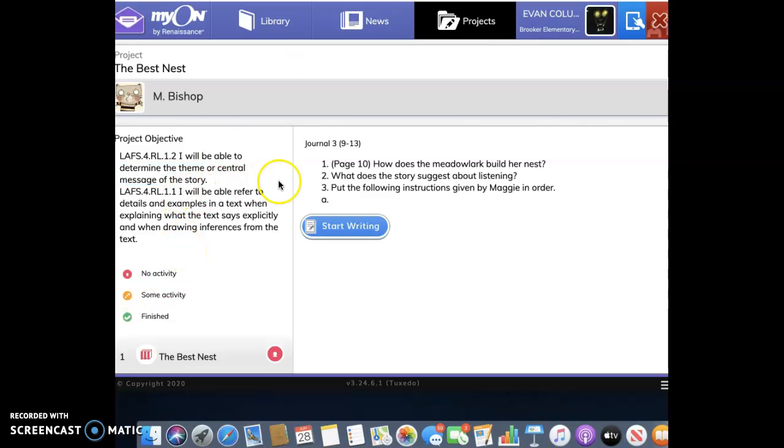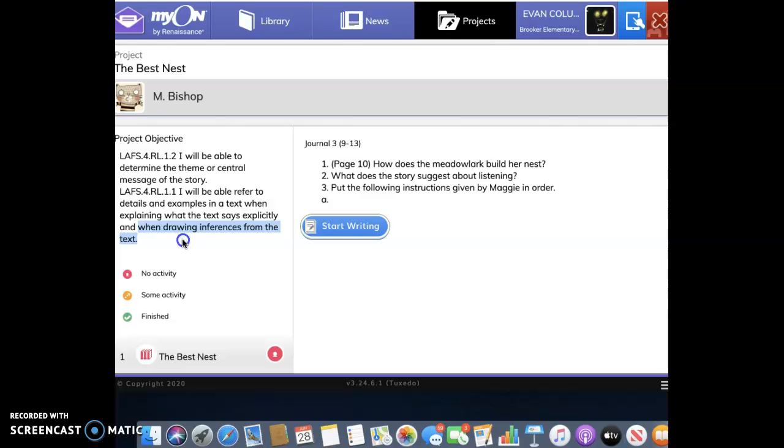We are also going to be focusing on referring to the details and examples in a text. So it's really important that when we're answering questions, we are using the details and examples given in a story. And then the last part says when explaining what the text says explicitly. So explicitly means that it's right there in the text. We don't have to do a lot of searching.